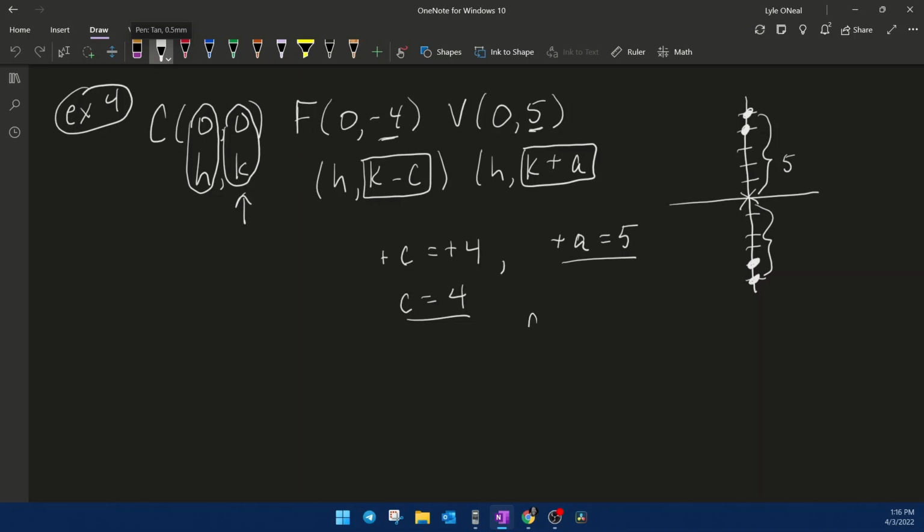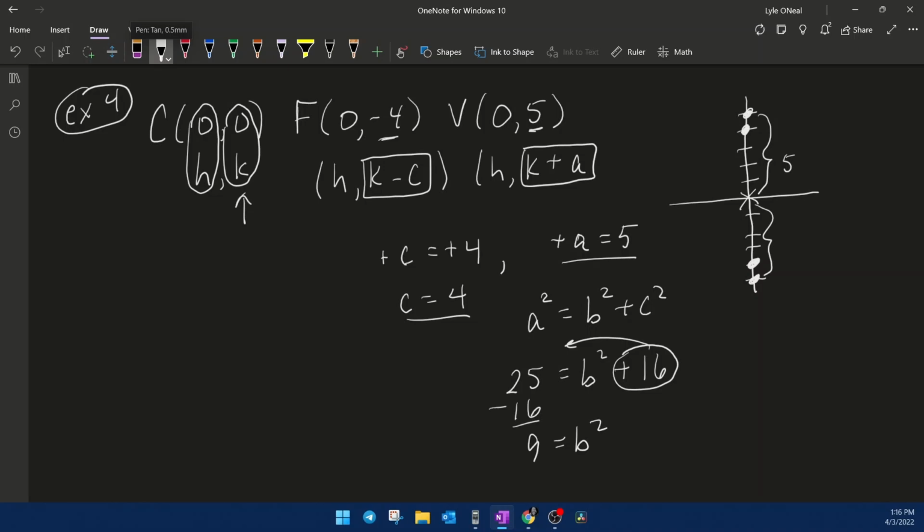So back to our Pythagorean identity. A squared equals b squared plus c squared. So a squared is going to be 5 squared, which is 25. B, we don't know, so that's going to stay b squared. And c squared is going to be 4 squared, which is 16. And solve for b. So we're going to minus 16. 25 minus 16 is 9.